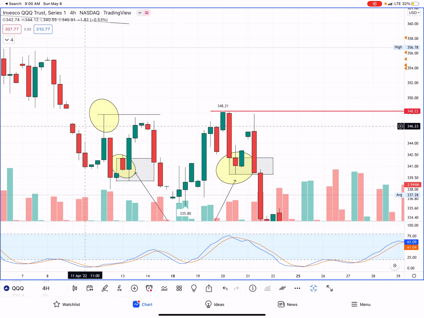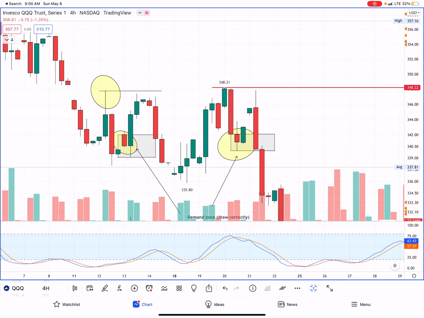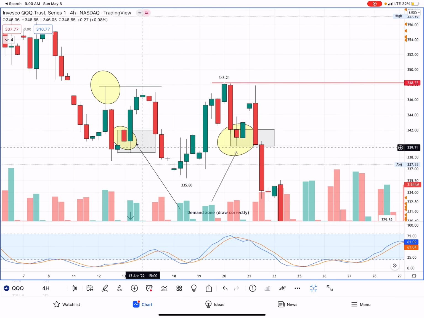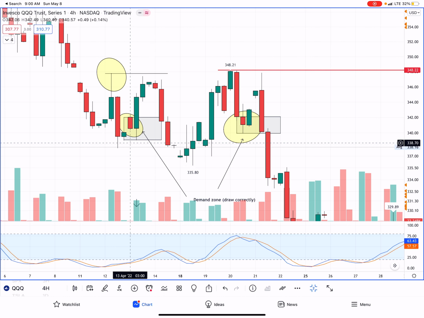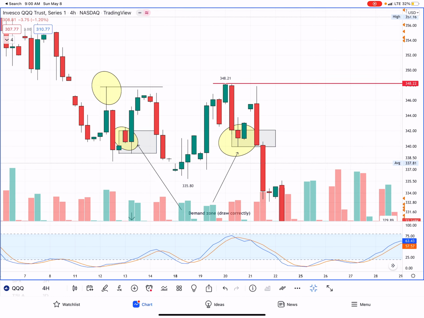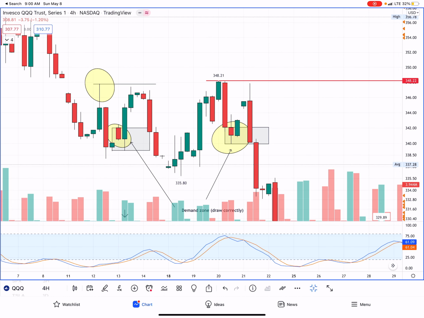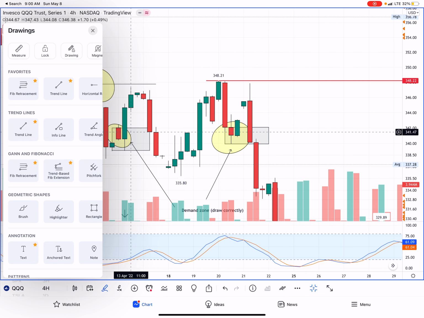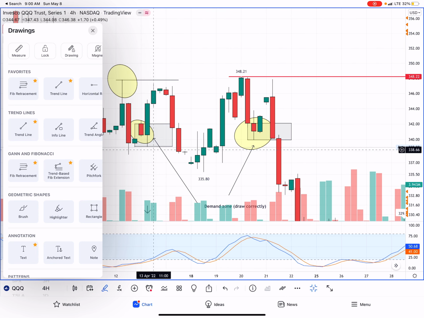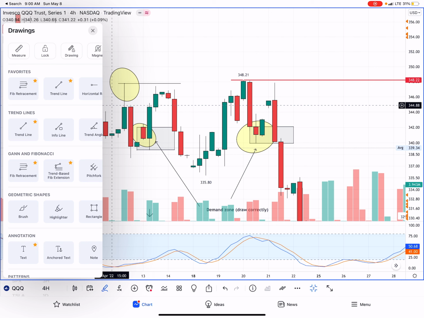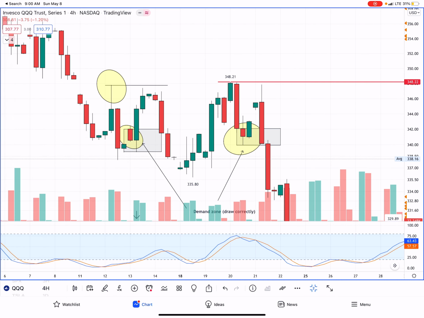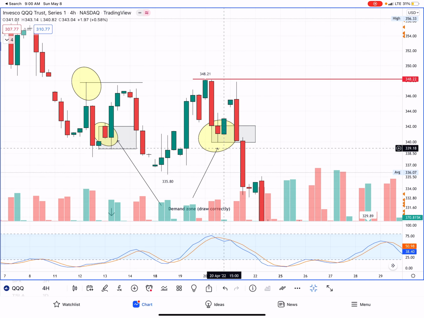And the answer is no, it did not. The high it got up to was 347.40. It did not break this high. Therefore, this is not a valid level of demand. We want to see levels take out structure. This is why this zone was void, because look at this, price blew right through it. Buyers were not in control here. We did not take out a previous high, and that's the same scenario for this demand zone right here.